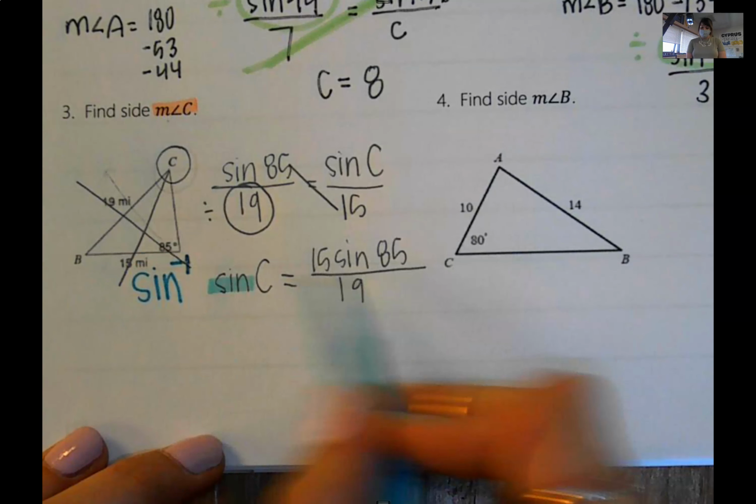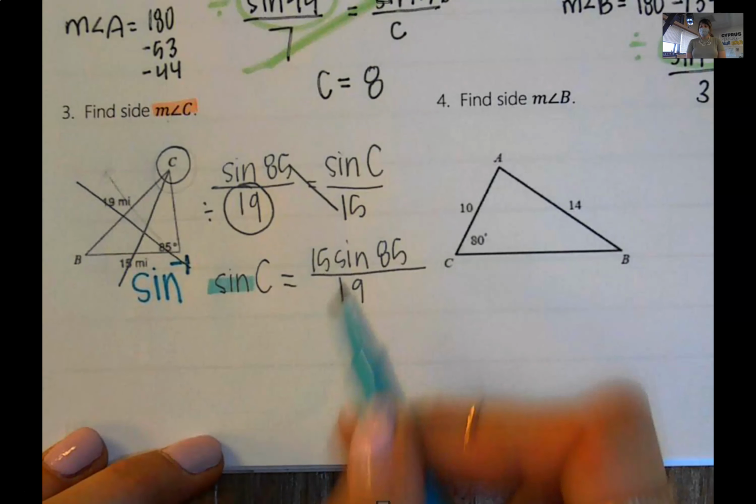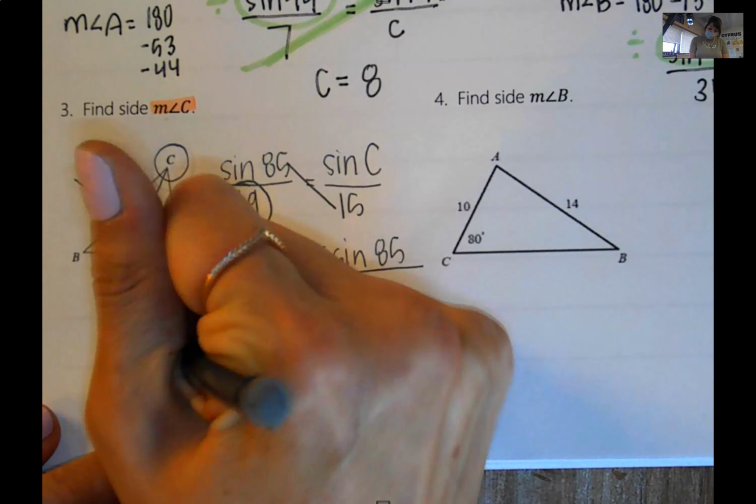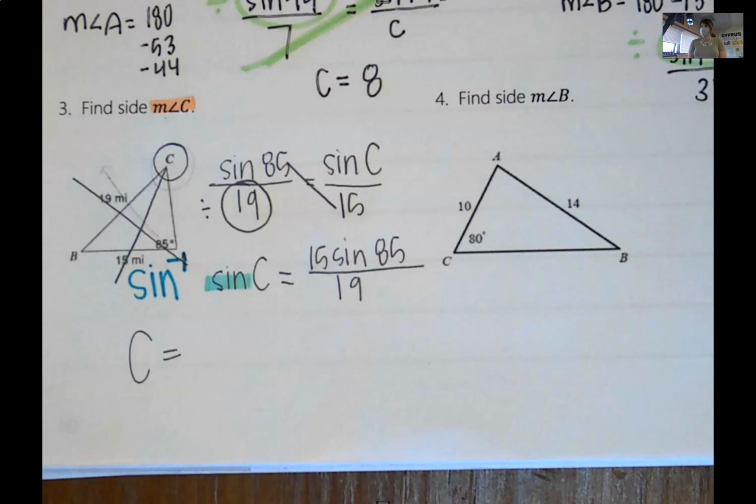If you do that to both sides, what you end up getting is that the angle C is equal to the sine inverse of 15 sine 85 over 19. And this is what we now plug into Desmos. We can just plug it in exactly like that. So I'm going to flip to Desmos.